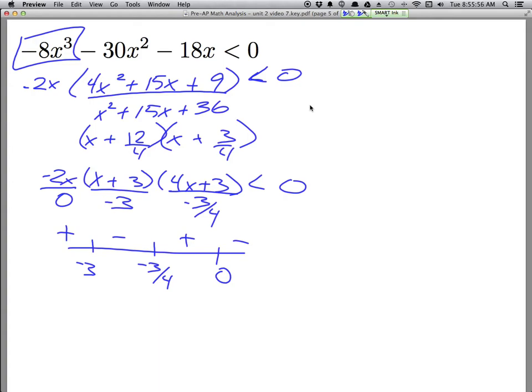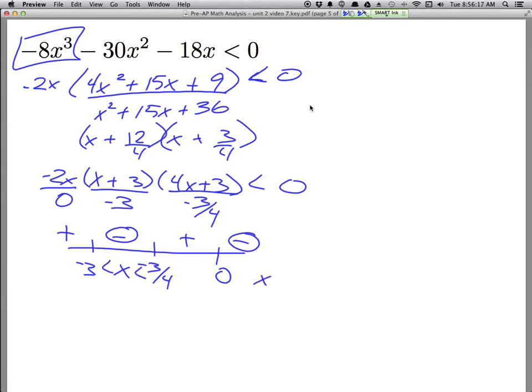Okay, and what is it I'm looking for on this particular inequality? Less than 0, which means I want the what? Which sections do I want? I want the negative sections. Less than 0 is negative, so those are the sections I want. So I put x's in those sections. My arrows go to the left.